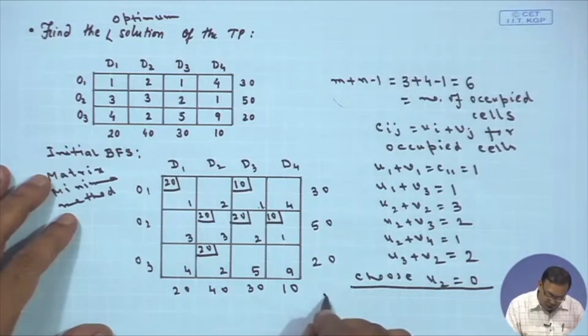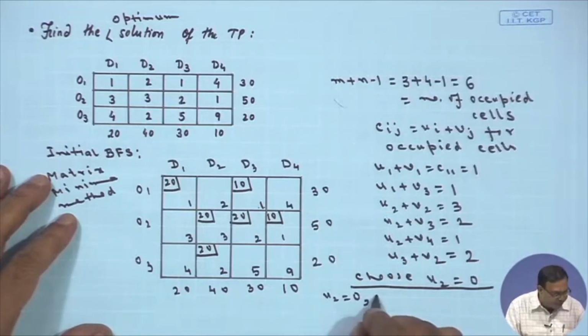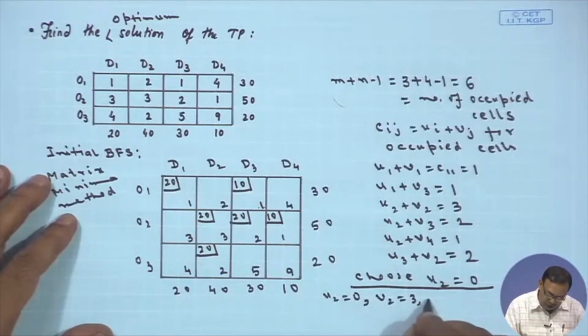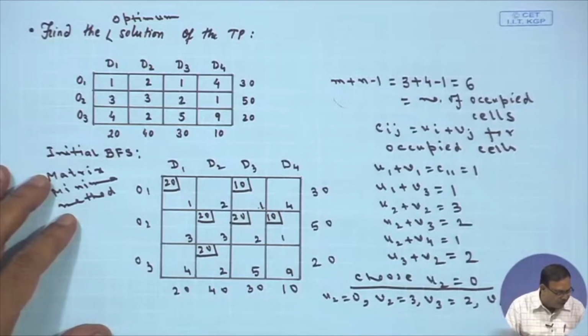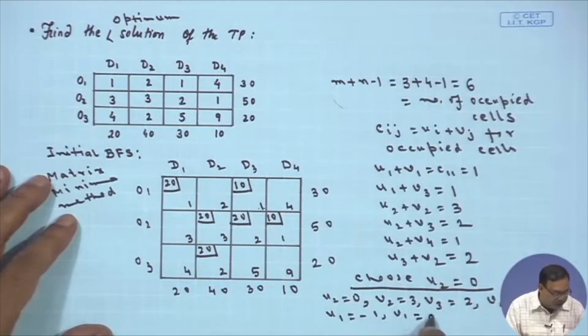So, once you get these, you will obtain U2 equals 0, V2 equals 3, V3 equals 2, V4 equals 1, U1 equals minus 1, V1 equals 0 and U3 equals minus 1.